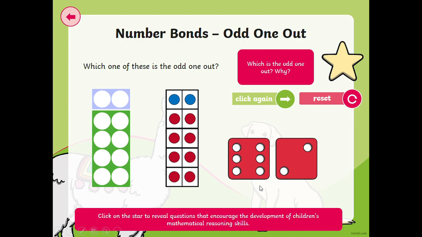Let's have a look at this one. This is dice. We use dice all of the time. How many on this one? 6. Well done. And on this one? 2. Well done. 6 add 2. Does that make 10? No, you're right. What does it make? 8. So that means the dice is the odd one out because these two make 10. So they have 8 add 2, or 2 add 8, and this is 6 add 2 or 2 add 6, and that makes 8.